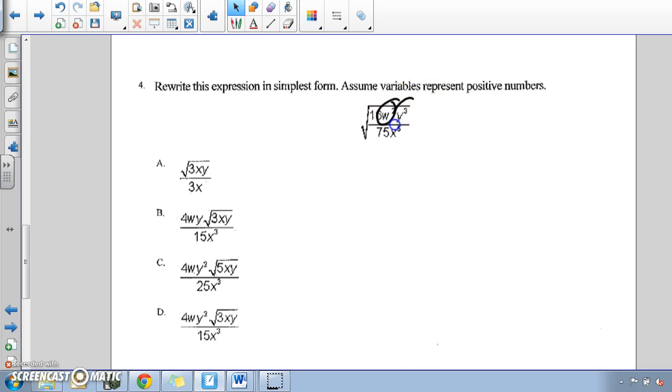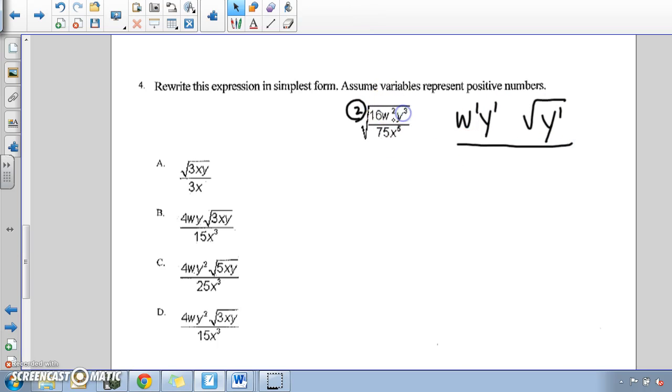First thing, if you look at the letters, that'd actually be a pretty easy thing to do. W squared is going to have to come out as W to the first. If you remember, there's a little 2 here. Y to the third is going to have to come out with one Y and then a Y going to be stuck back inside. And on the bottom, you have X to the 6th, so that's going to come out as X to the third. And with that answer, you might be able to eliminate a few options.